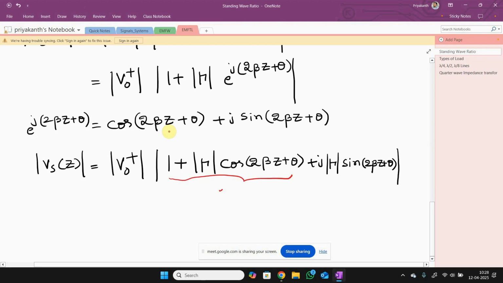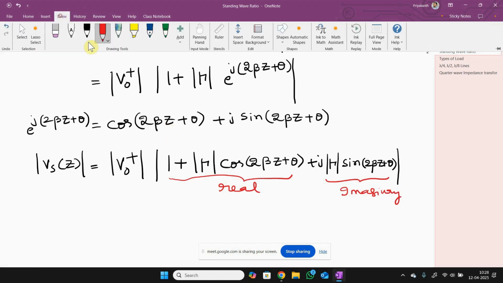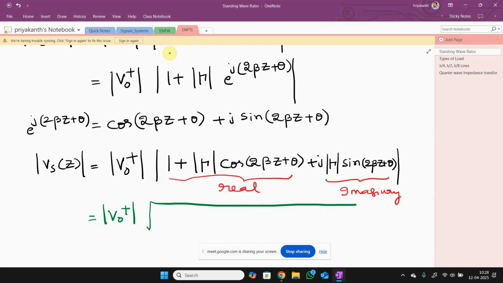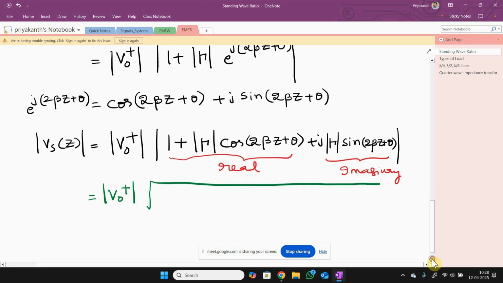This is a real quantity. This is an imaginary quantity. So if I try to find its magnitude, mod of Vs of z, I am finding the mod of a complex quantity. That means it is root over, can you please tell me, real part square plus imaginary part square?